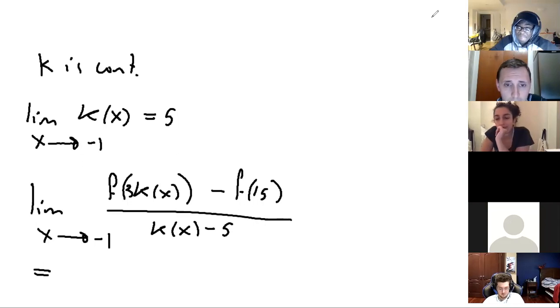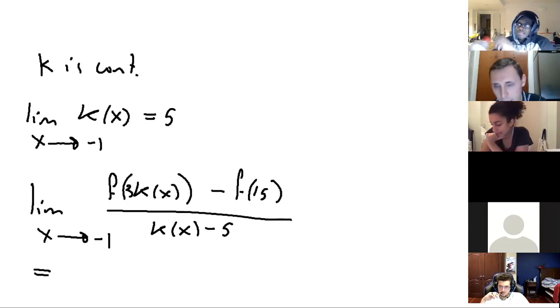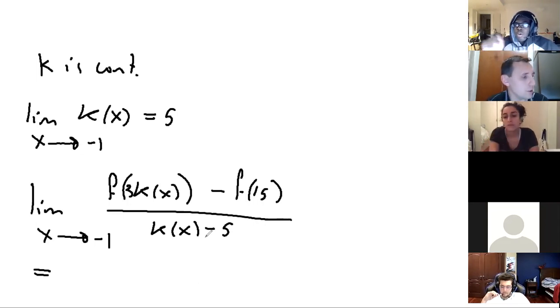You forgot the 3 on the denominator, but yes, you got the idea. Don't be sad, guys. You're getting there. But it's a strange thing, you look at symbols and for some reason they are not natural to you. What do you want to see on the denominator? 3 times k(x). If k(x) goes to 5, 3 times k(x) will go to 15.